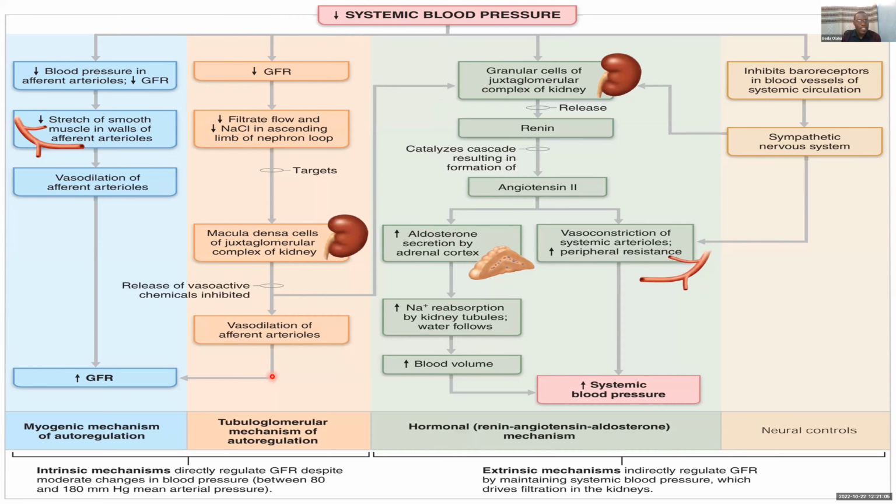Now, regarding the intrinsic mechanisms, we've talked about the myogenic mechanism: a reduction in blood pressure will cause less stretch of the vascular smooth muscle. And because of that, less calcium entering into the cells. Because of that, there is reduced contractility, and so there'll be vasodilation of the vessels, and that increases GFR.